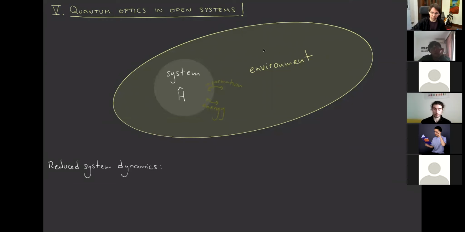Okay, so we have the full universe, which is the combination of system and environment, and we care only about the reduced state of the system. How does that evolve? What we are going to see here is that there are two descriptions that are equivalent, but lead to very different ways of proceeding in practical terms. One is in the Heisenberg picture.